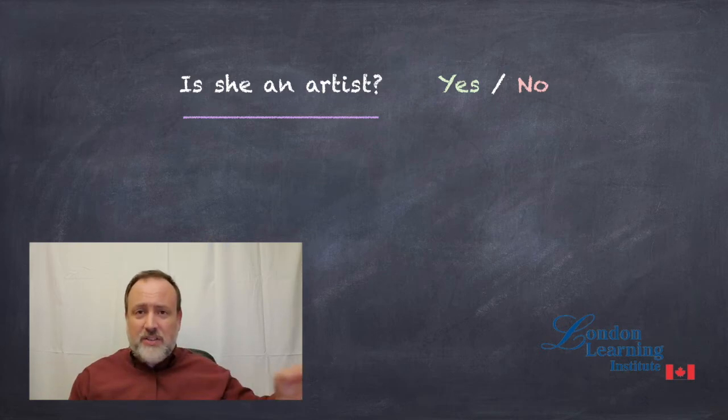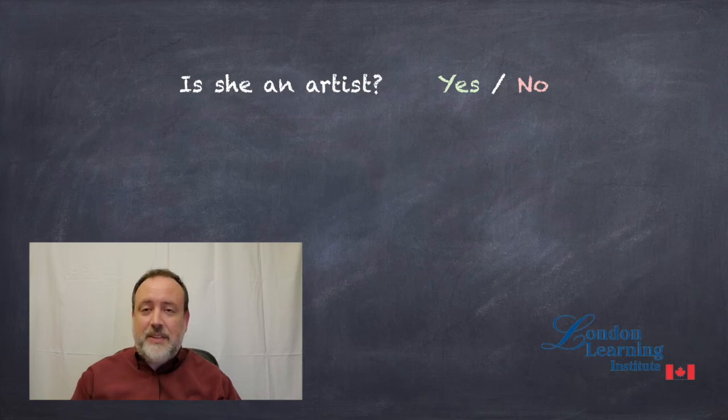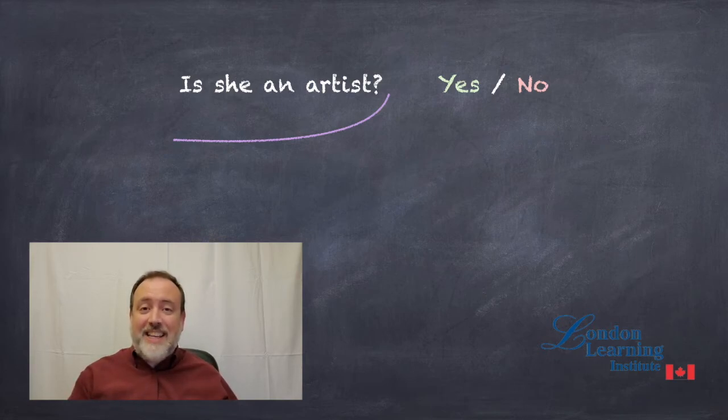Your intonation is not flat. You don't say, is she an artist? That's not what you want. What we have to do is make sure your voice rises at the end of the sentence. So, is she an artist? Your voice rises, and this gives a clue to your listener that you are expecting a yes or no answer.